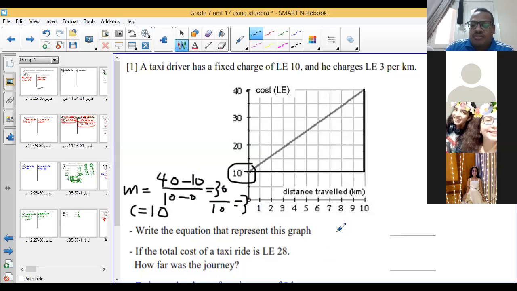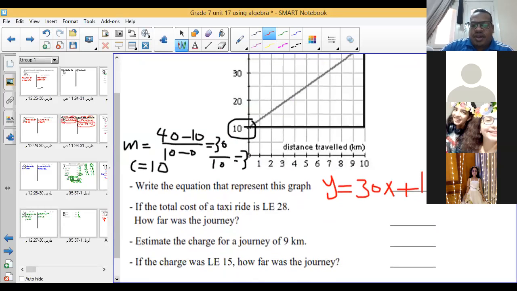So the linear function will be y equals mx plus c. M is 3, x plus c, plus 10. This is the linear function. Okay?